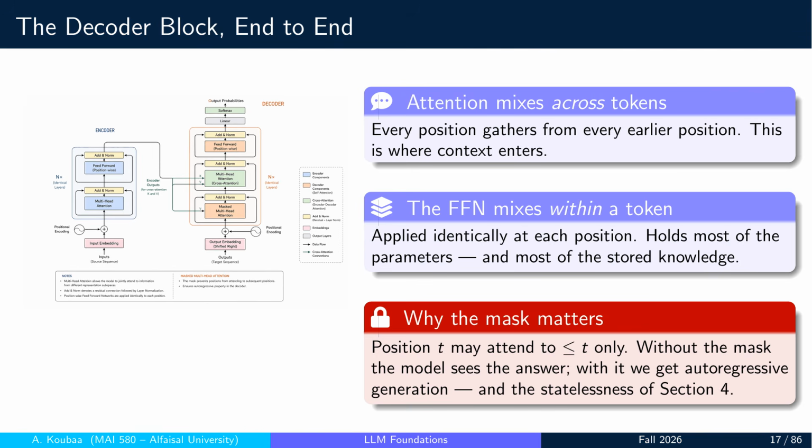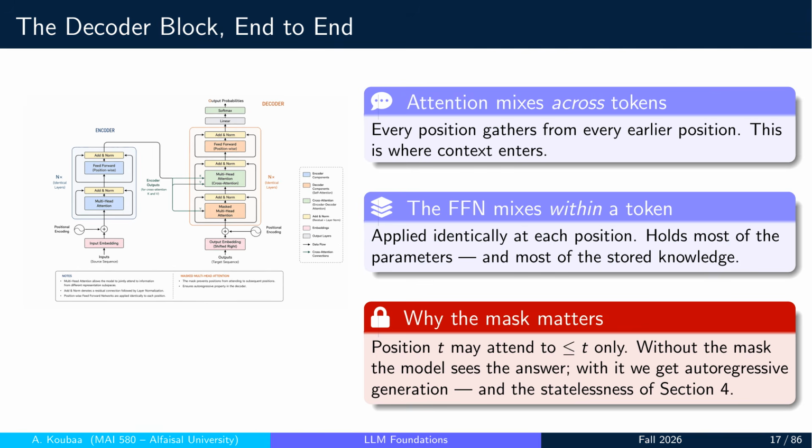Now, the second block. The feed-forward network mixes within a token. It is applied identically at each position. And here's the question people get wrong. Which of the two holds most of the parameters? The feed-forward network, not attention. And since that is where most of the parameters are, that is also where most of the stored knowledge lives.